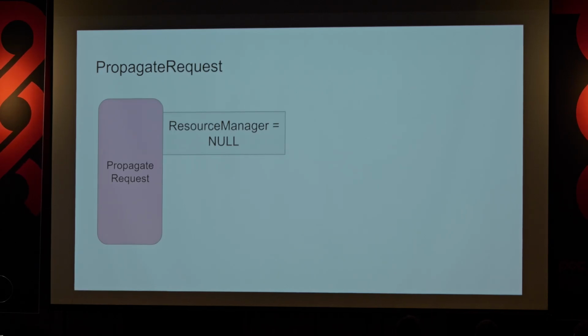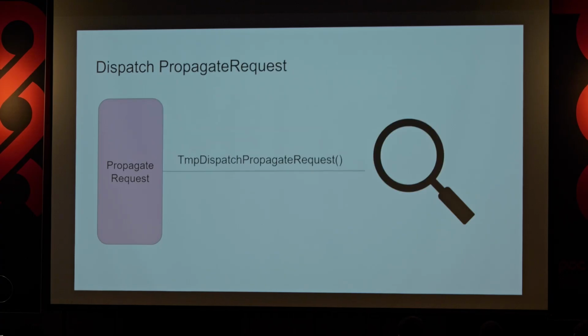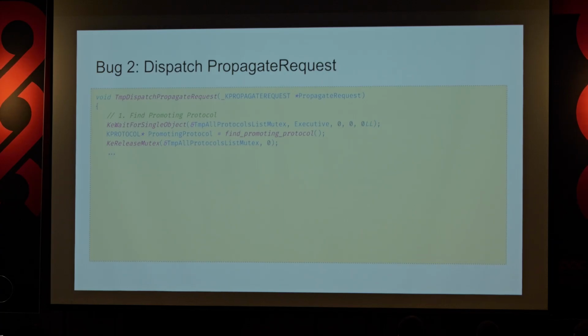Now, after being allocated, this propagate request is dispatched in this function called TMP dispatch propagate requests. Let's take a look at it right now. The first thing that this function does is find the promoting protocol. We'll remember that a promoting protocol is just a protocol with that static GUID that I mentioned. Next, the function sets the propagate request resource manager field to the promoting protocol's resource manager field. Now, can anyone spot the vulnerability here?